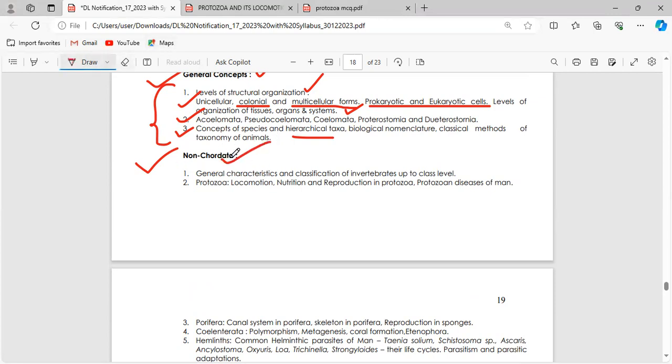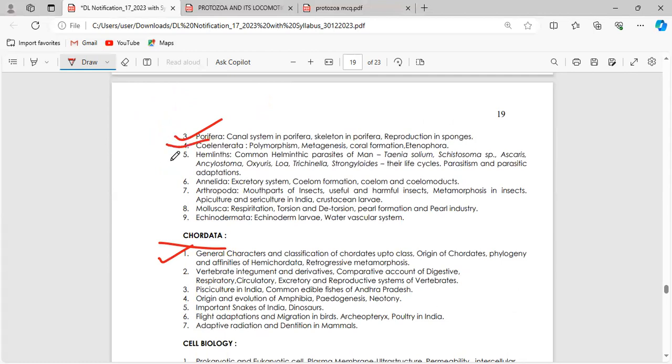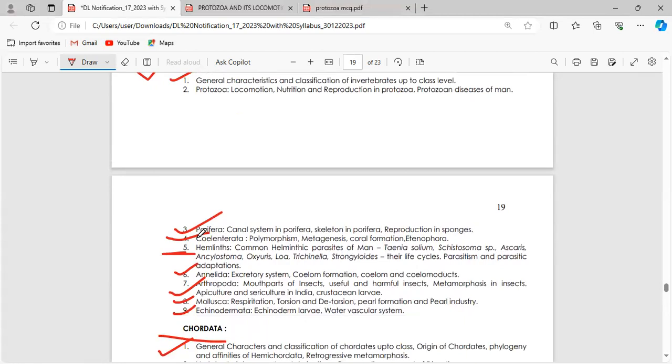Okay, when it comes to the non-chordate data, the first thing they have given is general characteristics and classification of invertebrates up to the class level. What they imply is, see, there are 9 different phyla: Porifera, Coelenterata, Helminthes. In Helminthes, there are 2 different phyla. One is Platyhelminthes and another one is Aschelminthes or Nemathelminthes. These 2 phyla are placed under the Helminth category, and the next ones are Annelida, Arthropoda, Mollusca, and Echinodermata. For all these phyla, you have to read the general characteristics and the classification.